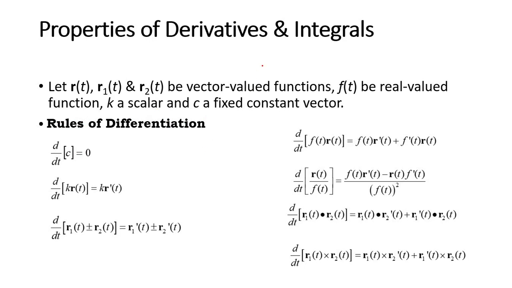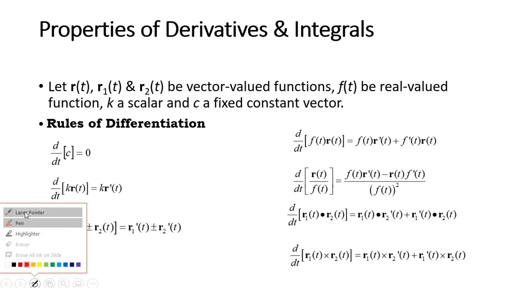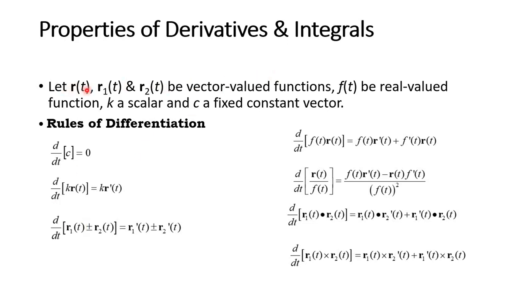The properties of derivatives and integrals. Let r(t), r1(t), r2(t) be vector-valued functions, f(t) be a real-valued function, k is a scalar, and C is a fixed constant vector.